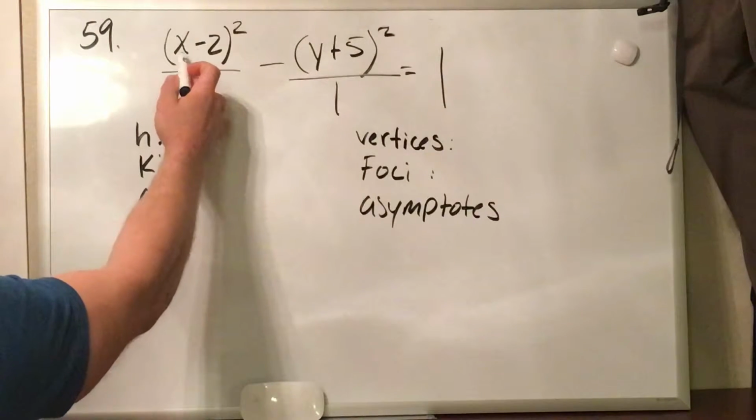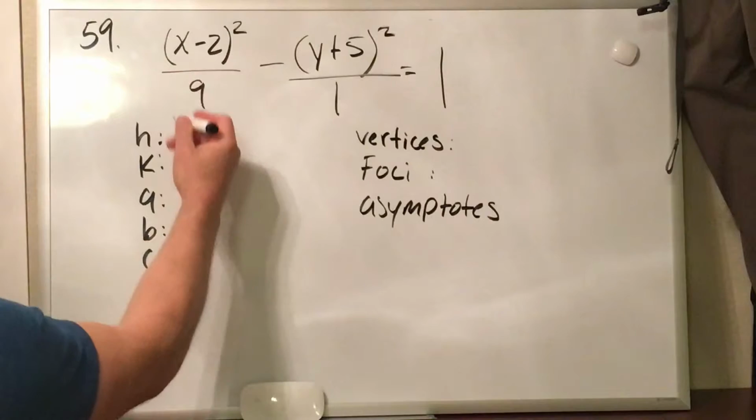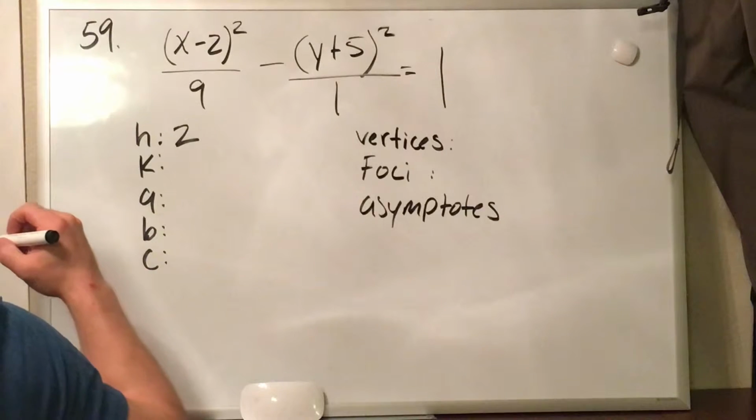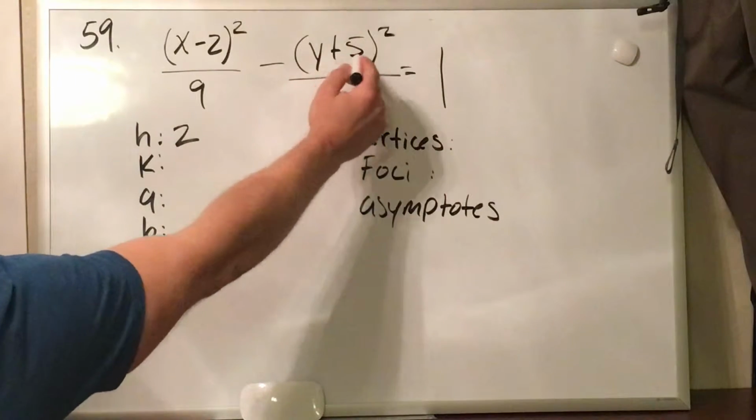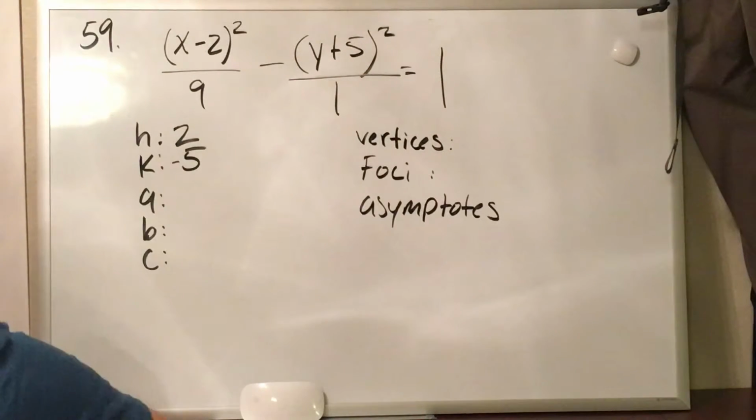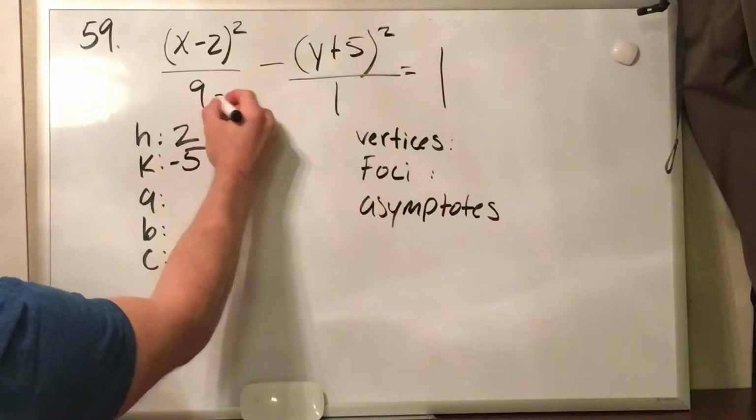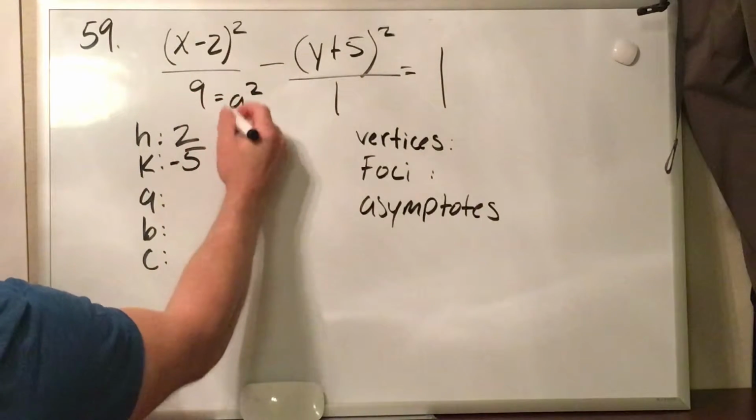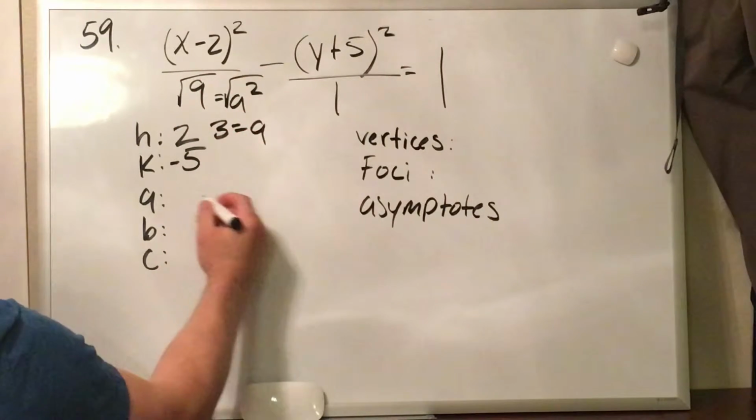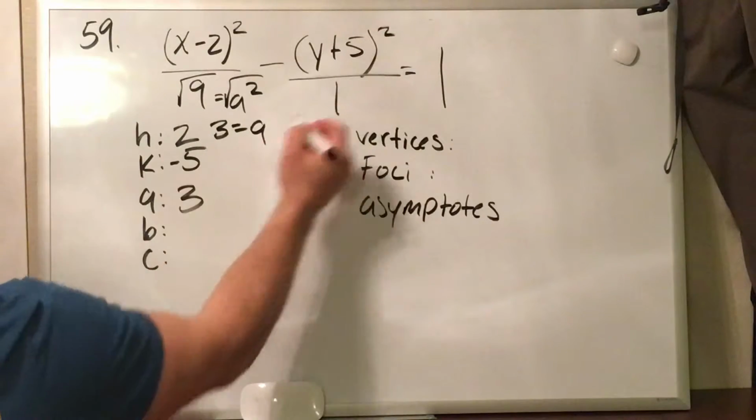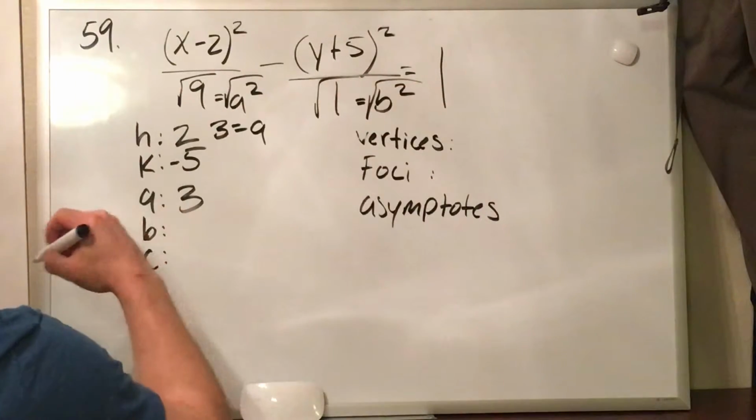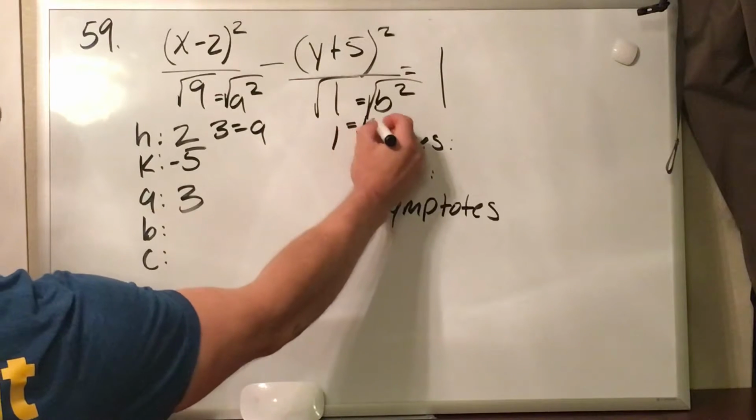Alright, so x minus h, we know that (h, k) is the center, so 2 is going to be our h. We know that y plus 5 is the same as y minus a negative 5, so that will give us our k. The quantity here is actually equal to a squared, so if you square root both sides, we know that 3 equals a. If this equals b squared, square root both sides, 1 is equal to b.